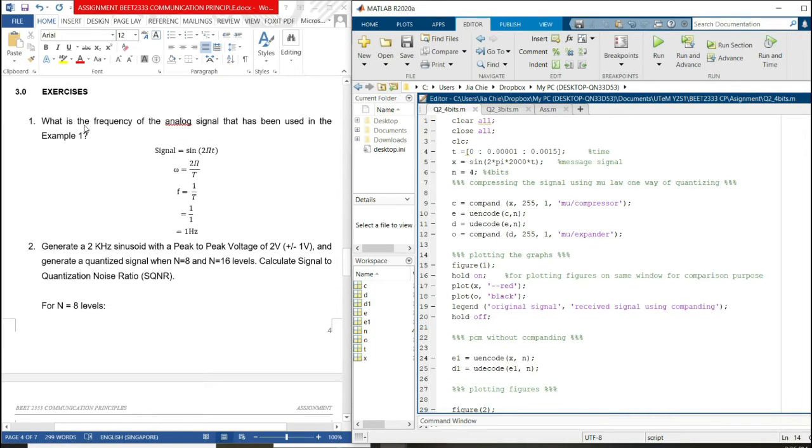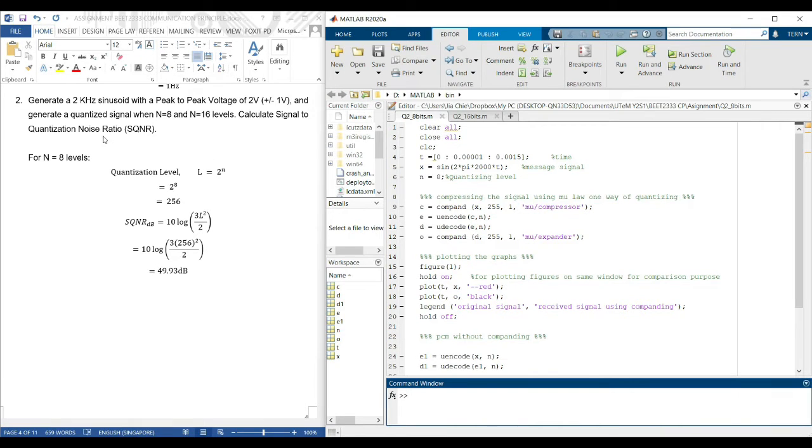In the first question, we need to calculate the frequency of the analog signal in code example 1. We know that the signal equation is sine 2 pi t. From that, we know the angular frequency is 2 pi over T, which is 2 pi over 1. Then we calculate the frequency from 1 over T. After calculating, we get 1 hertz.